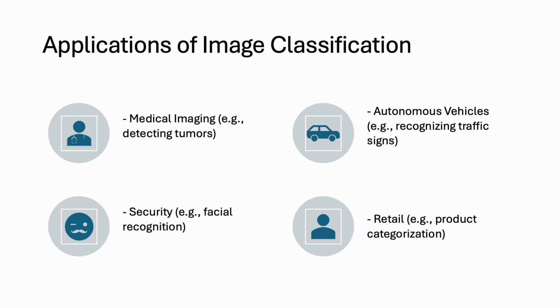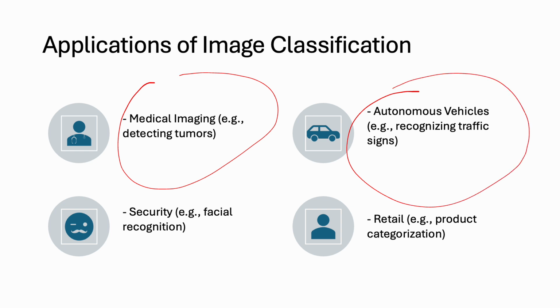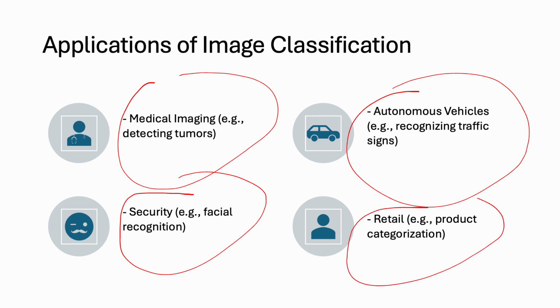Image classification has countless real-world applications. Here are just a few. In medical imaging, it detects diseases like cancer from X-rays or MRIs. In autonomous vehicles, it is used to recognize traffic signs, pedestrians, and other vehicles. In security, it powers facial recognition systems. And in retail, it helps categorize products automatically. These possibilities are endless.